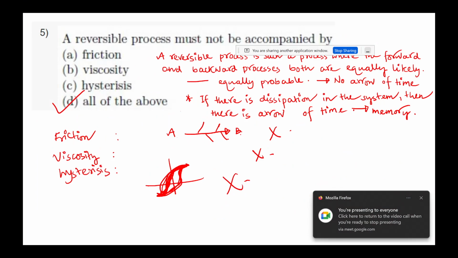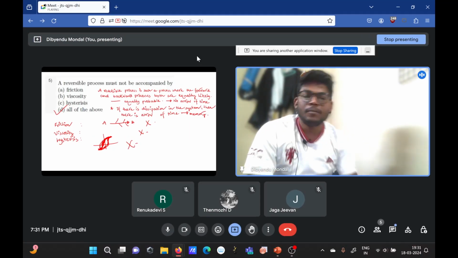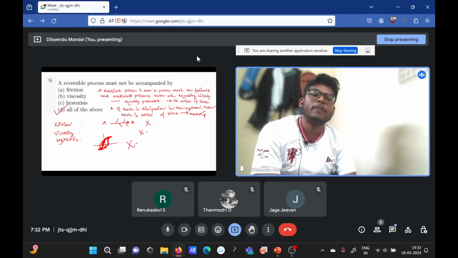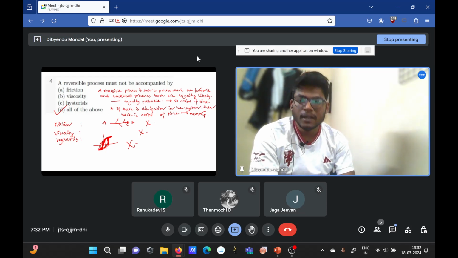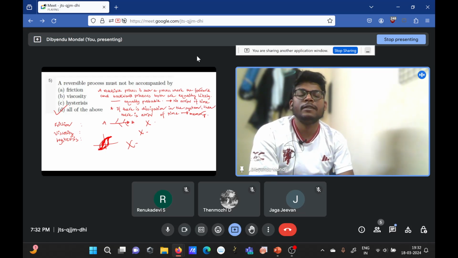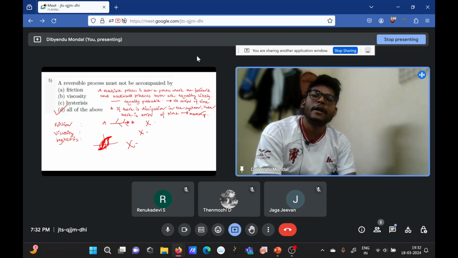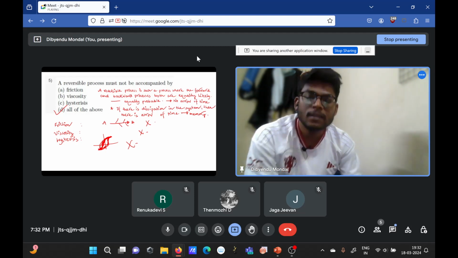Then again, which processes are to be called reversible? We talked about those things, and we found that for a reversible process there is no arrow of time, but for an irreversible process there is an arrow of time. That's why different kinds of friction, viscosity as a resistance to flow, and hysteresis are not accompanied with a reversible process.